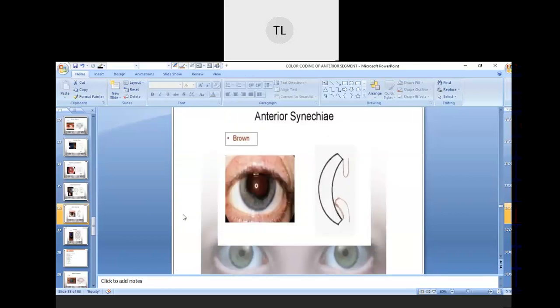Then next we have is anterior synechia. Like I said, this is the adhesion between the iris and the posterior surface of the cornea. Look at this area. In this area the iris is coming outward toward the cornea, so that's why there is an adhesion. This is your anterior synechia, and under the slit you can draw it this way.